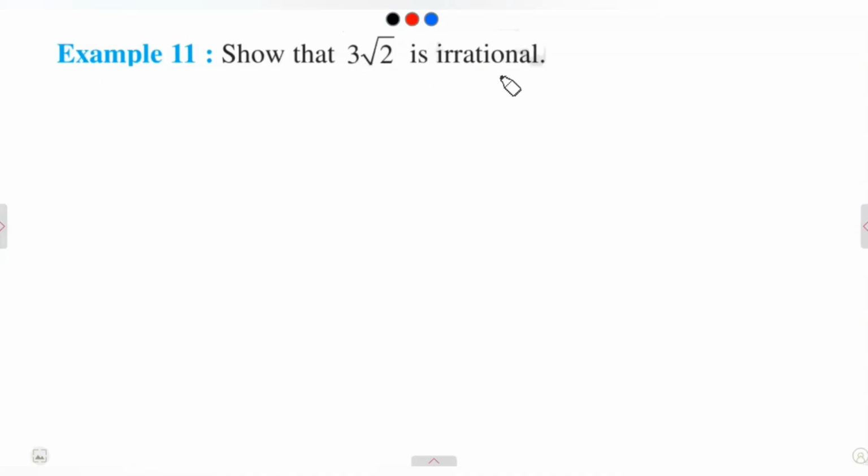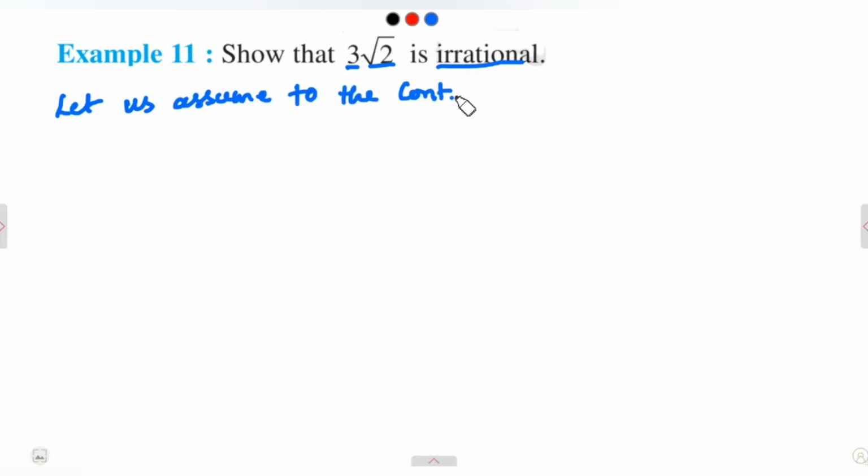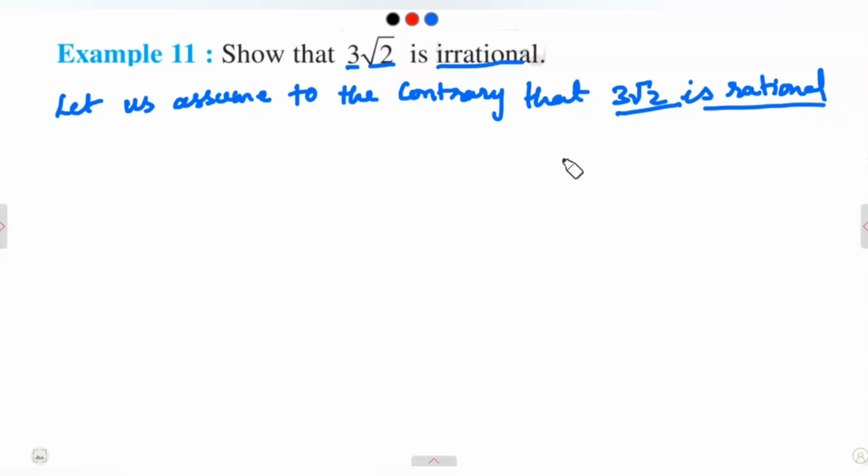Show that 3 root 2 is irrational. We have to show that 3 root 2 is irrational. That means it's a product of a rational and irrational. The product of a rational and irrational is irrational. We need to prove this. Okay. So let us assume, same as before, to the contrary, that 3 root 2 is rational. We think of it as rational for the time being. We are thinking of it as rational.